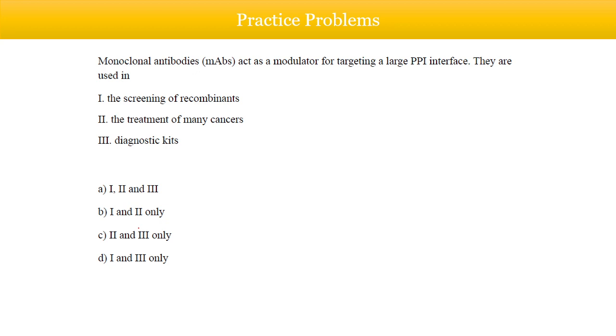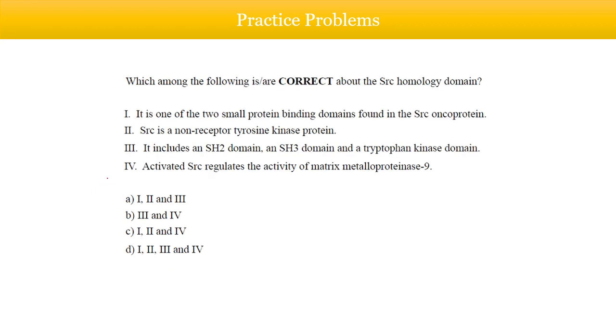Okay, monoclonal antibodies act as modulators for targeting large protein-protein interfaces. They are used in screening recombinants, treatment of many cancers, and diagnostic kits. So monoclonal antibodies are used in screening of recombinants, for treatment in oncology and autoimmune diseases, and they can also be used in different diagnostic kits. So all three are correct. So option E is the correct answer.